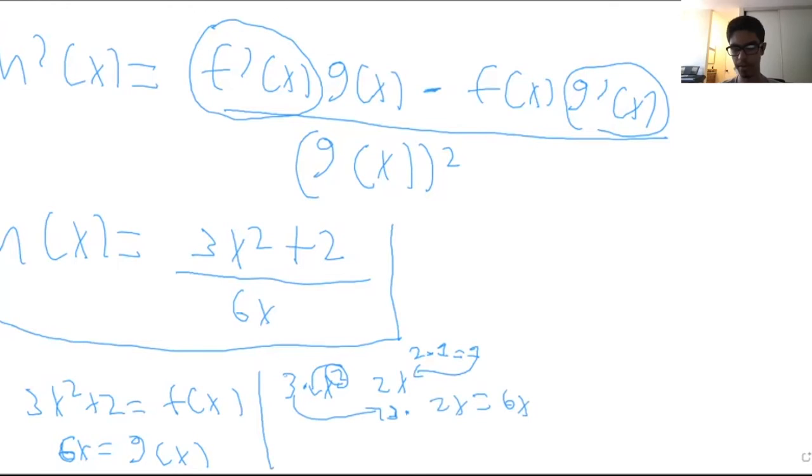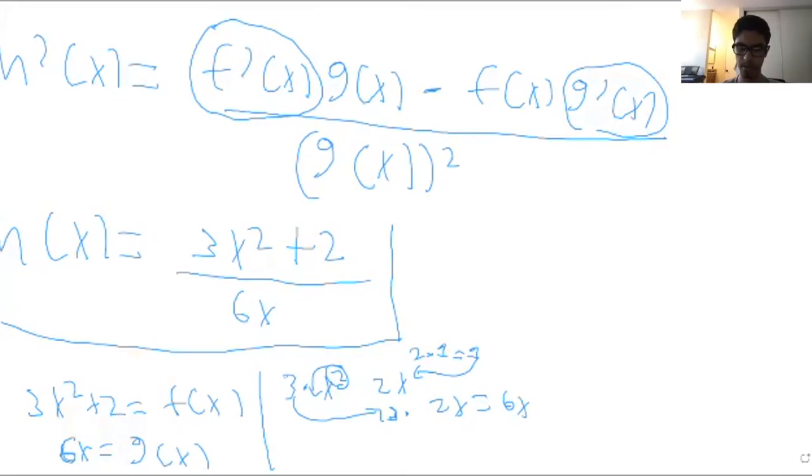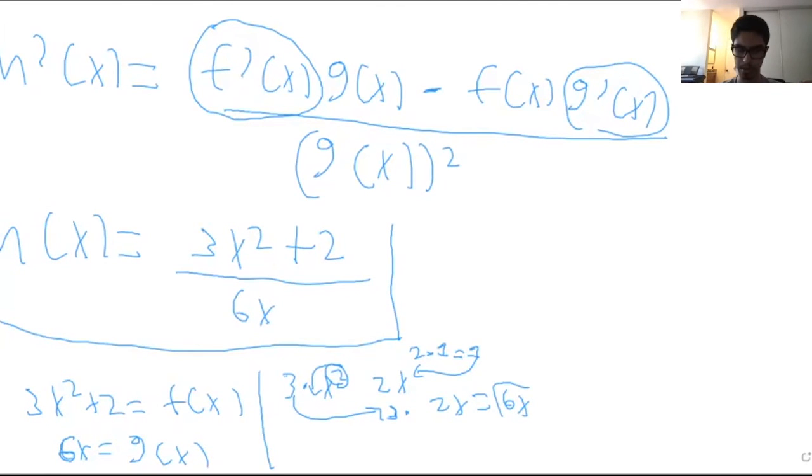And then the 2 we don't have to worry about. That's going to be 0 because that's just a constant. When you have a constant, the derivative is always 0. So f prime of x would just equal 6x.